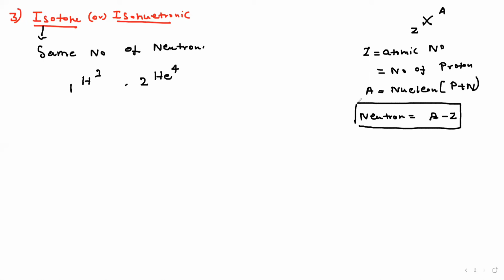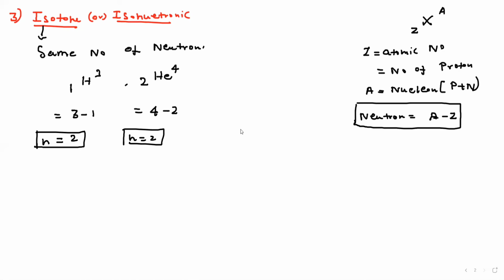Now, what is the neutron count of tritium? The mass number is 3 and the atomic number is 1, so the answer is 2 neutrons. In the case of helium, the mass number is 4 and the atomic number is 2, so the neutron count is 2. These two have different atomic numbers and different mass numbers, but the same number of neutrons, and are called isotones. This is very, very important.